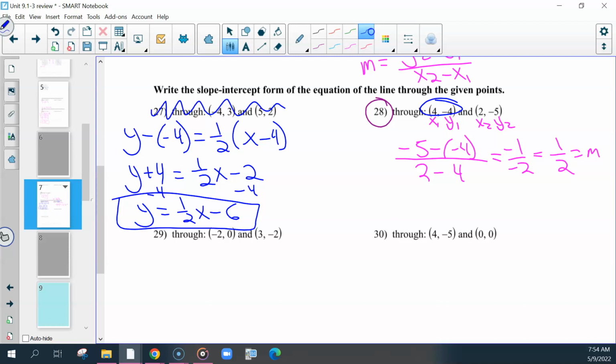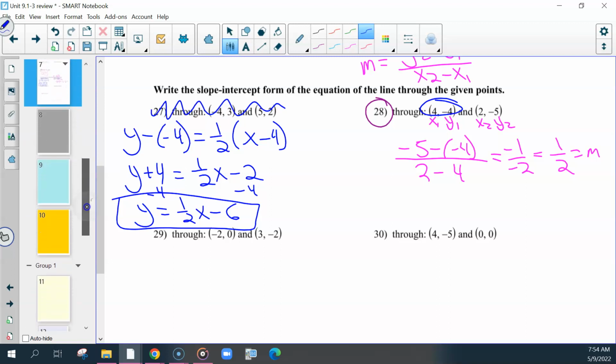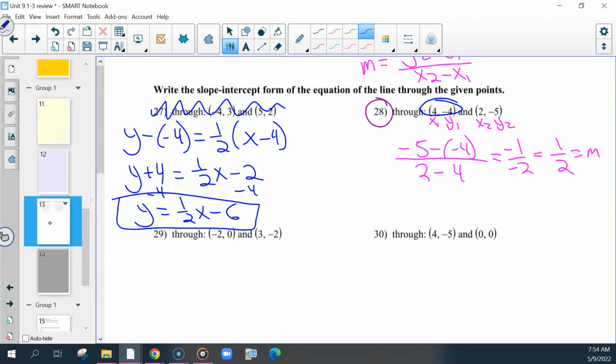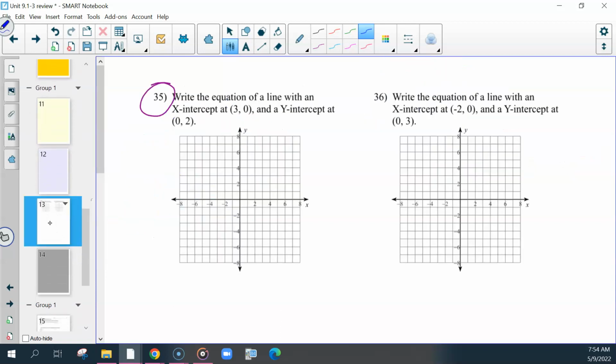Either on the same page or on the back. Some of you have a blank page, some of you have something else. Either way, that doesn't matter. Write this down. You don't have to do the graph, but the equation has an x-intercept of 3, 0 and a y-intercept of 0, 2. So somewhere where you have space, write that down. Right, x-intercept of 3, 0, y-intercept of 0, 2.